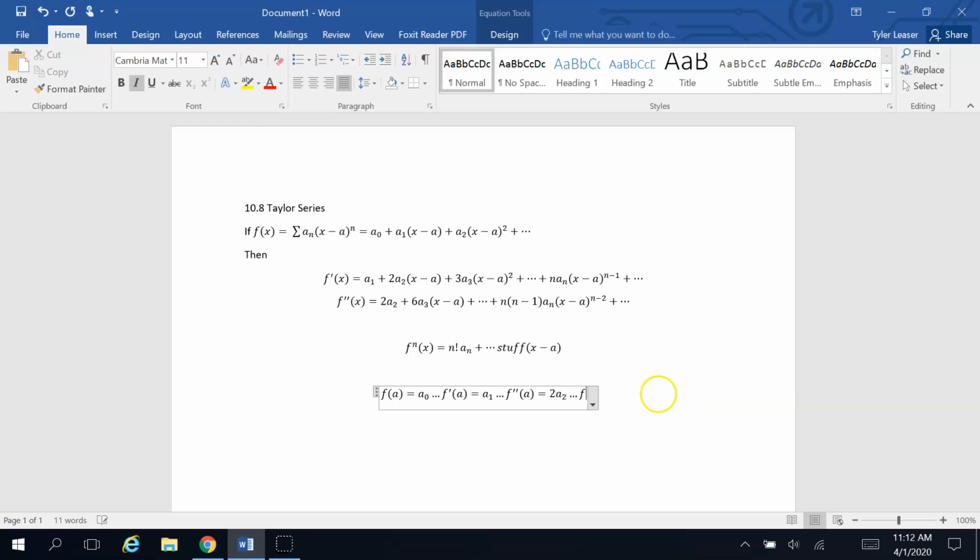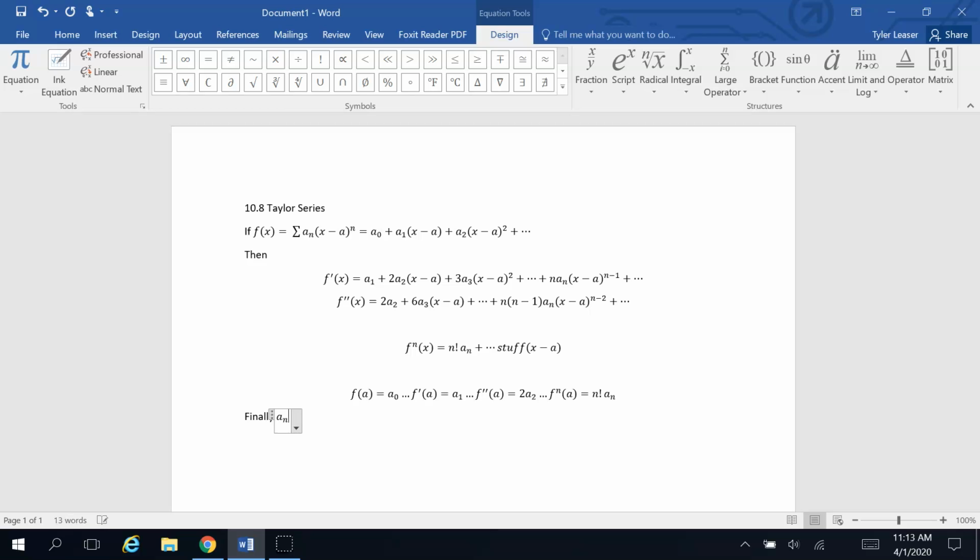And then finally, the last thing, let's look at what happens if I plug a into the nth derivative, which is this last term here. All of this stuff with x minus a's goes to 0, but we're going to have that coefficient way in the front, that n factorial a sub n. In fact, this is how we're going to define our a sub n. We can find the a sub n's by taking the nth derivative at a and then dividing over that n factorial. So finally, just repeating what I said there, we can define our a sub n's to be the nth derivative at a divided by n factorial.